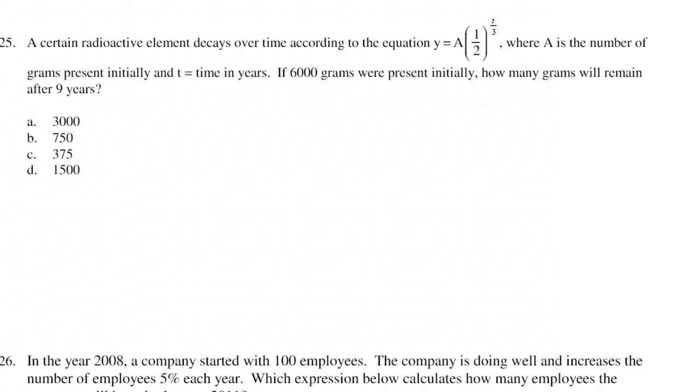So for number 25, it gives us a word problem a little bit. It says a certain radioactive element decays over time according to this equation: y equals a times 1/2 raised to the t over 3, where a is the number of grams present initially, so that's what that is, and t is the time in years, so t is that little t up there.